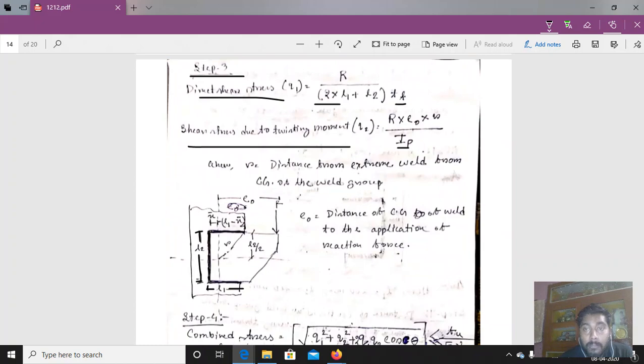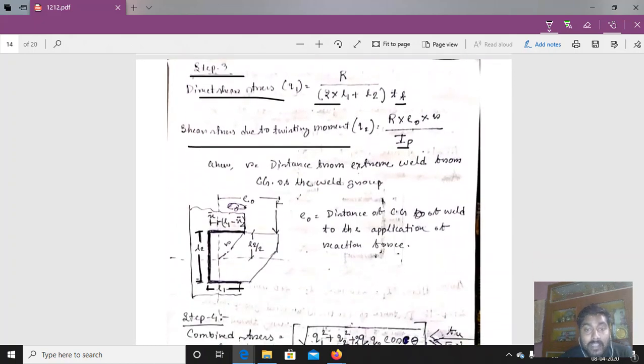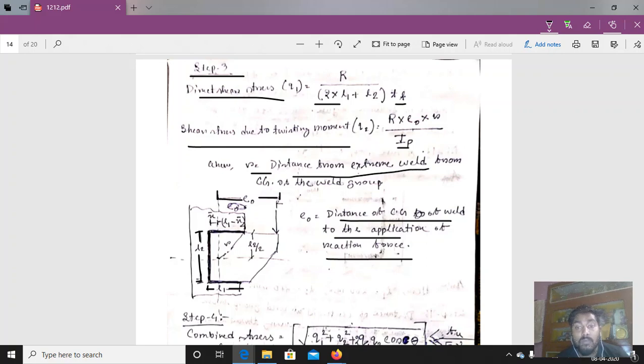Then putting all the values of the formula, E0. What is the value of E0? Distance of the CG of the weld to the application of the reaction force. That means from here to the application of the reaction force, from here to here, this is E0. So we have to determine E0 also. And R is the same as in the bracket connection that I discussed in the bolted connection also, the distance of the extreme weld from the CG of the weld.